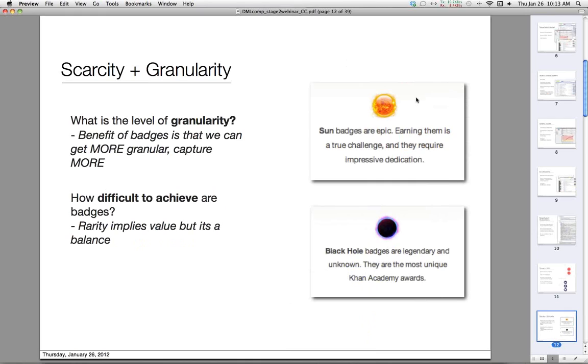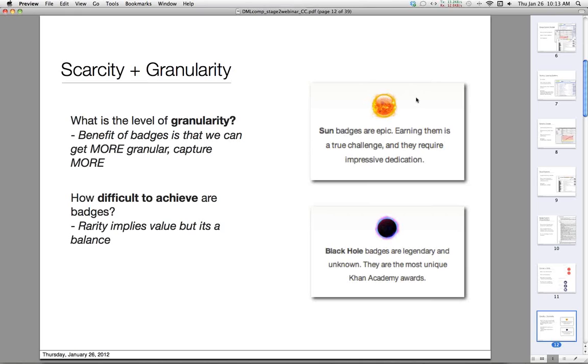Scarcity and granularity really starts to address the idea of how often these badges get awarded. Do people get them frequently? Do they get them once every few times they interact with a certain aspect of the work? In this instance, let me just talk about the two images that are up there. Sun badges are epic. The sun badges mean that this is a really difficult problem that you've attacked, and that you've achieved it. And these are both Khan Academy badges. Black hole badges are unique in that they're really hard to get. So what's happening there is Khan is starting to address the idea of scarcity.